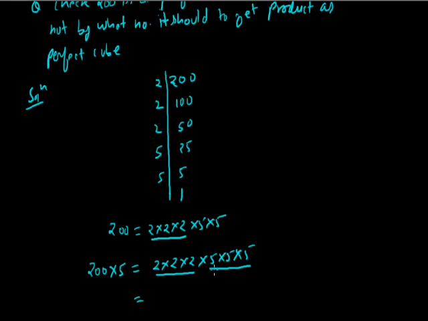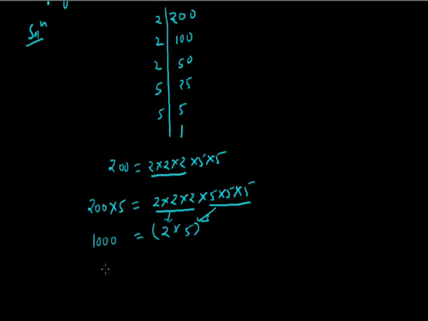So we take one number from each triplet, that is 2 from this one and 5 from this one. So 200 into 5 is 1000, and 2 into 5 to the power 3. So 1000 is equal to 10 raised to the power 3. So if we multiply 200 by 5, this is our required answer. We get a product that is 1000, which is a perfect cube, and it is a cube of 10. So the required answer is 5. We have to multiply 200 by 5 so that the product becomes a perfect cube.